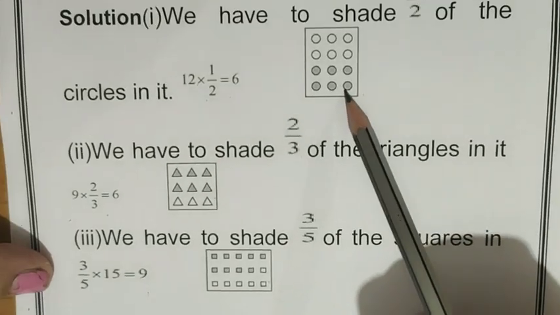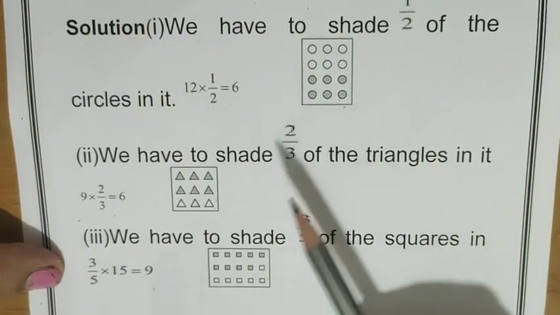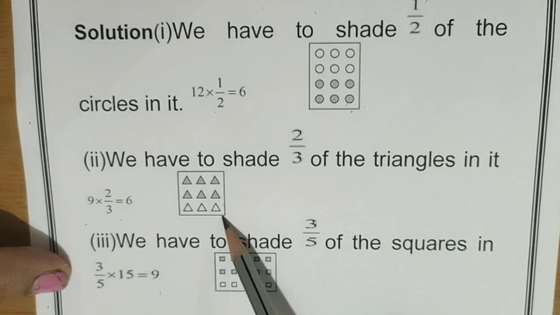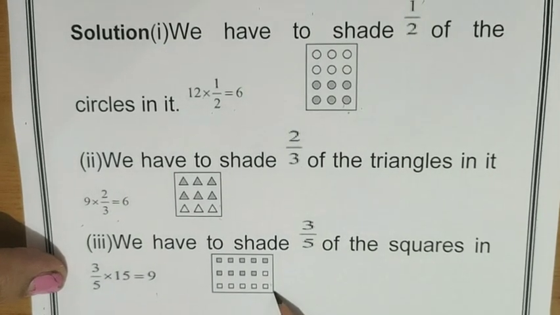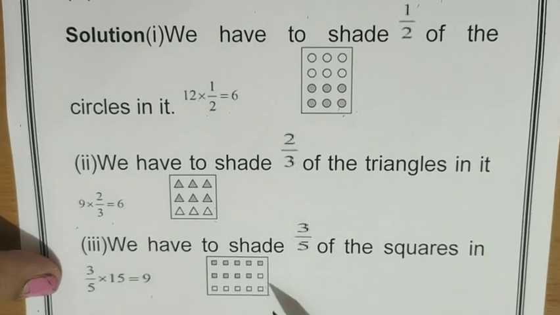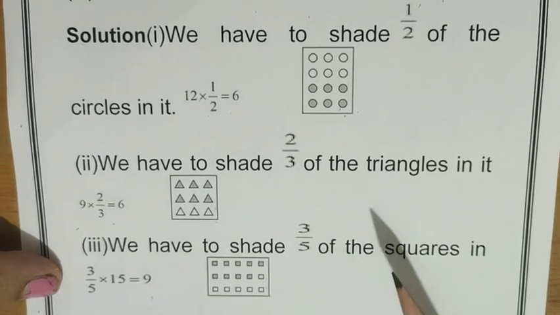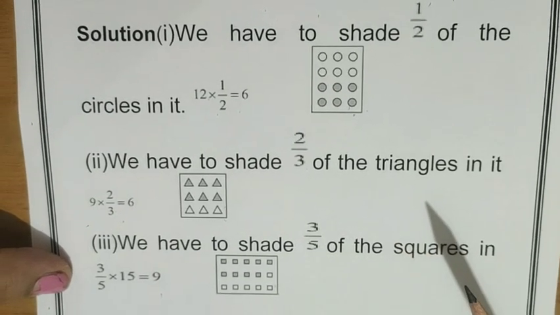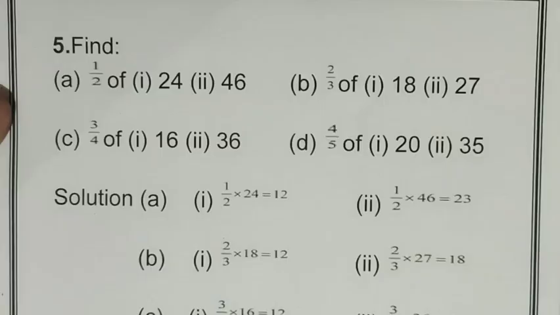So in the first figure, how many circles we have shaded? 6. Second, triangles how many? 6. But how many squares we have shaded here? 9. So this is the answer. Here I want to remind you the concept: of means multiplication.